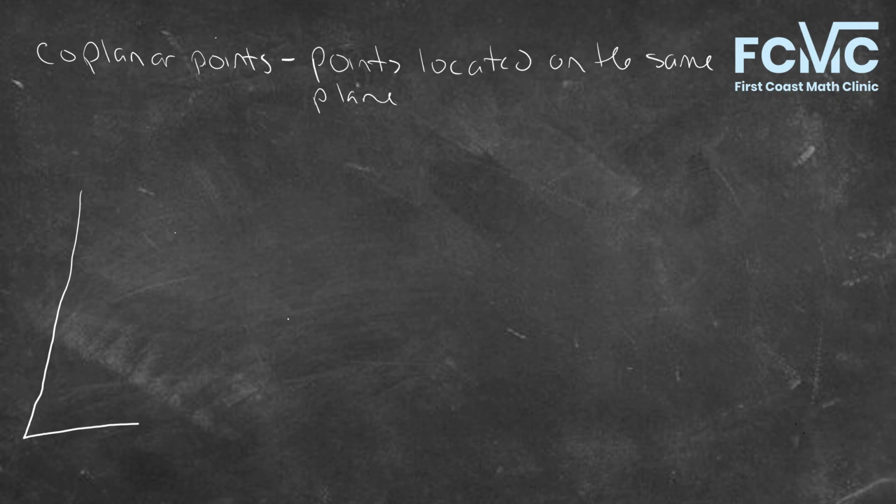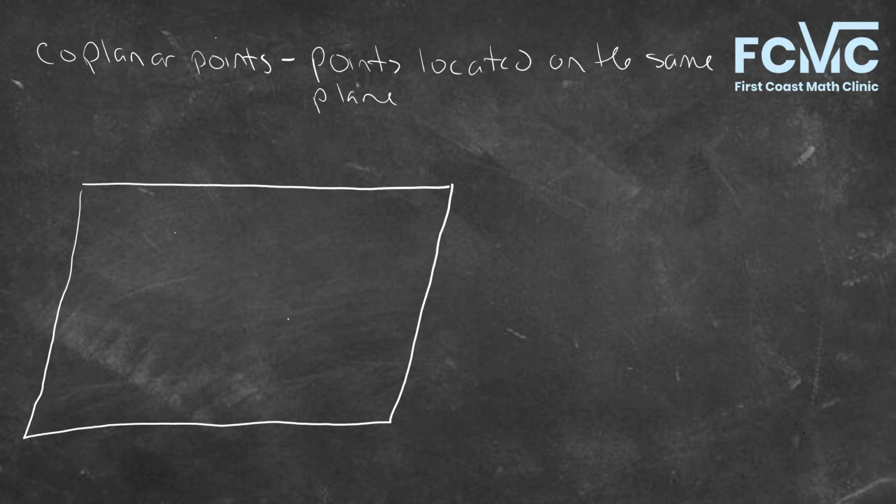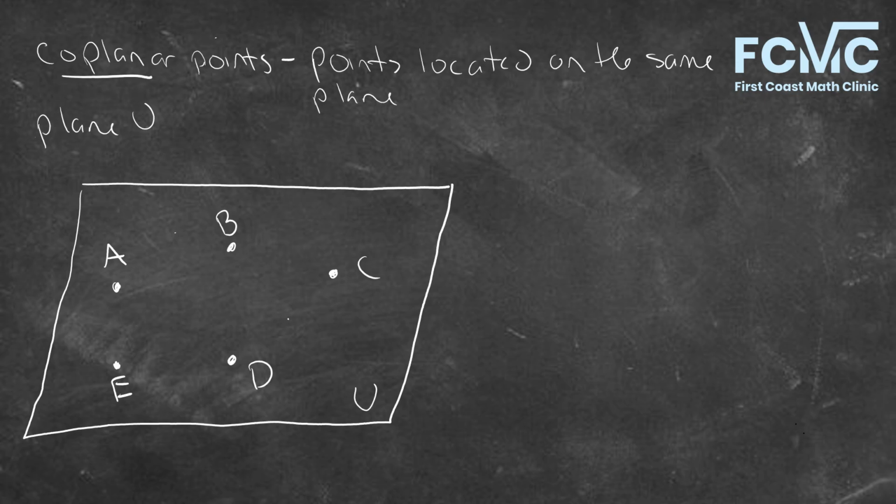So we know that our plane is going to be represented as a parallelogram, and we'll call this plane U, so we'll put U in the corner. So this is plane U. And let's put some points on this plane. So let's put point A, B, C, D, and E. Since these points are all on the same plane, these are all coplanar points.